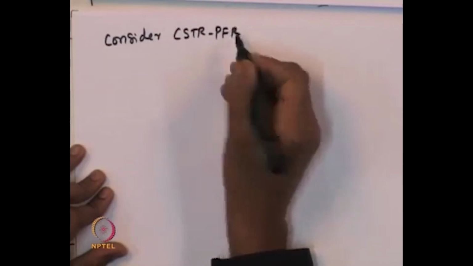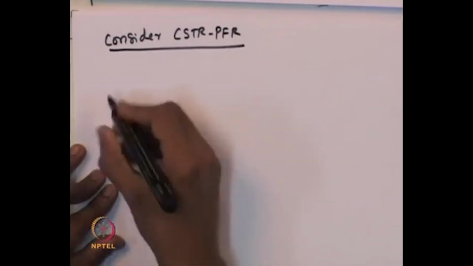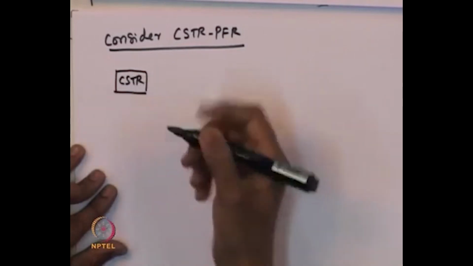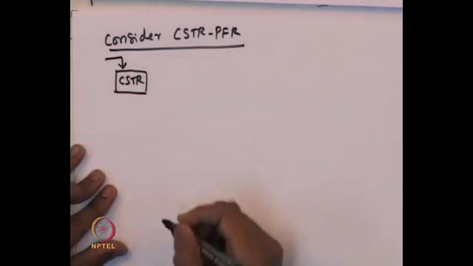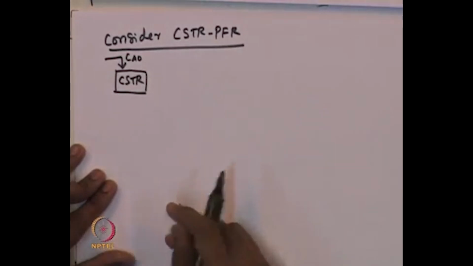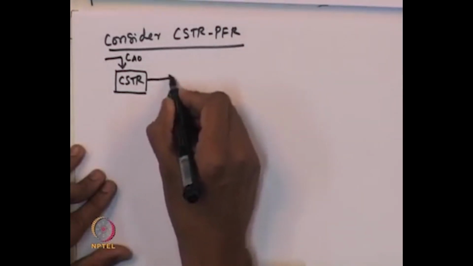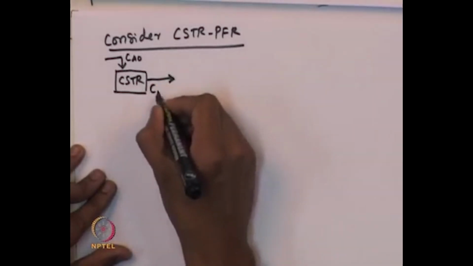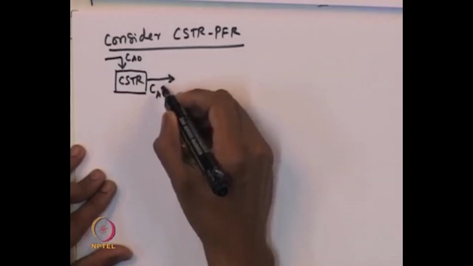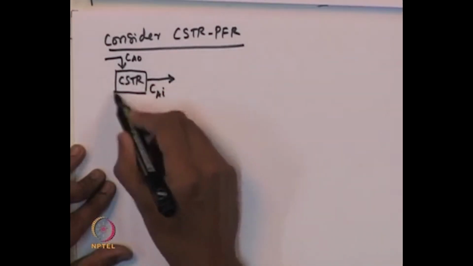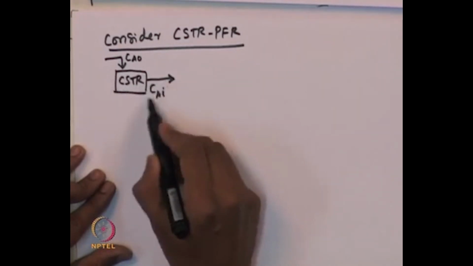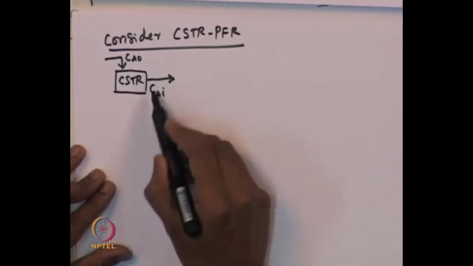CSTR followed by a plug flow reactor. Suppose there is a CSTR, and let us assume that the concentration with which a certain tracer is flowing into the reactor is Ca naught. Let us assume that there is some species, and Cai is the concentration with which the species leaves the CSTR. Remember that it is well mixed, therefore the concentration of the species inside the CSTR, which is uniform, will be equal to the concentration of the species in the effluent stream.